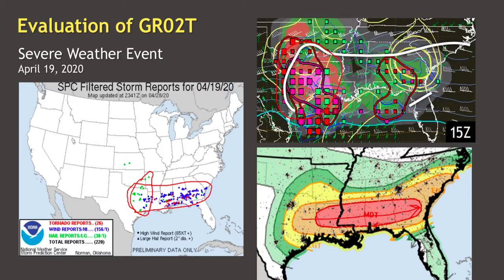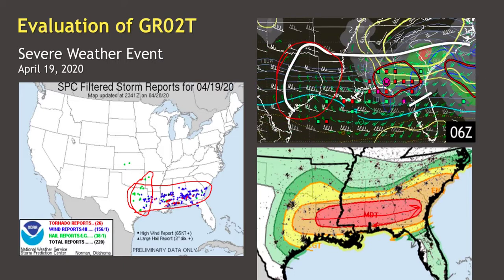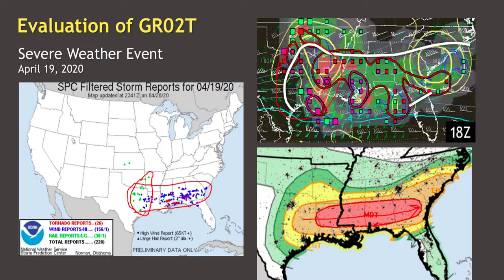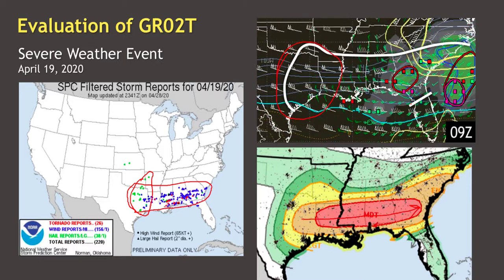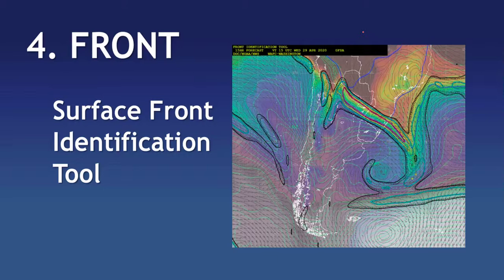Whereas further east, there was a little bit of potential for hail, but it was mostly shaded areas, which are general severe weather threats. Okay, so this is the fourth algorithm.